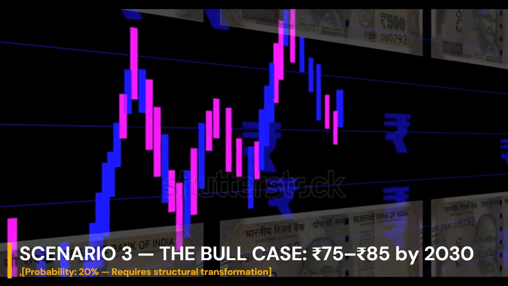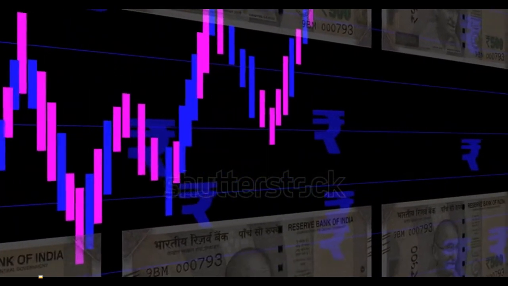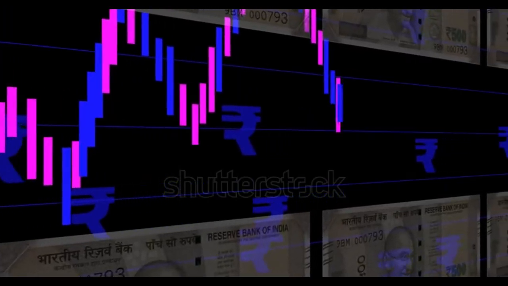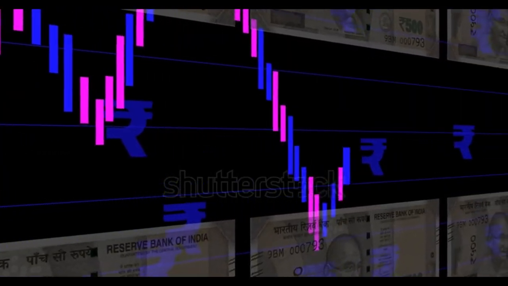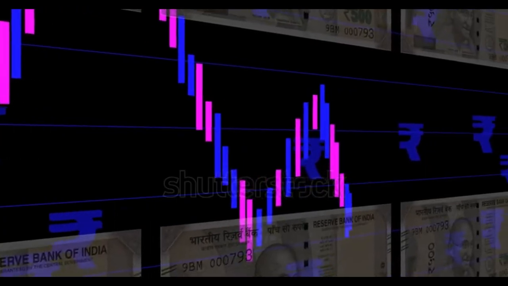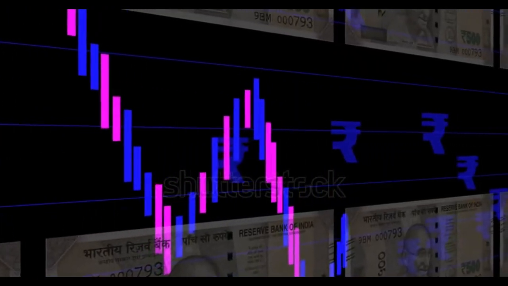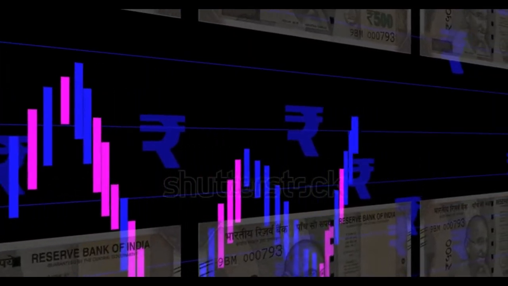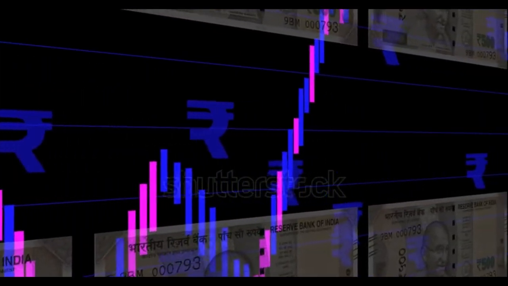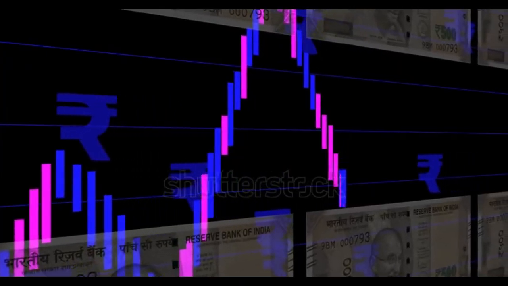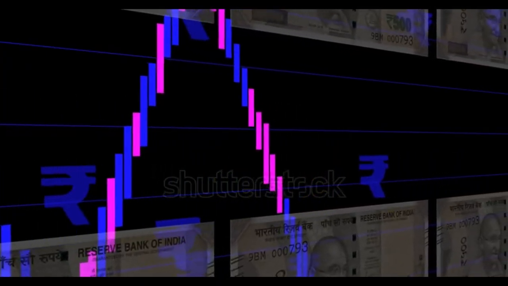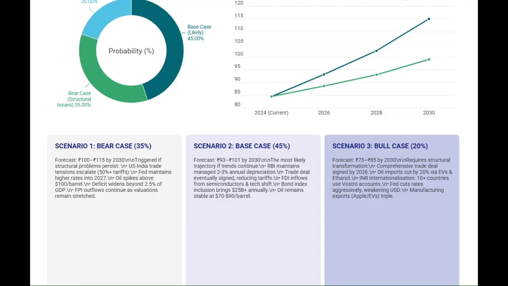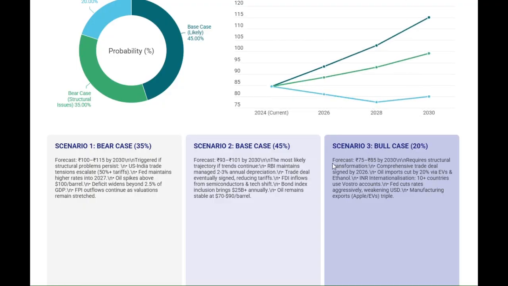Scenario 3, the bull case, 75 to 85 rupees by 2030, rupee strengthening, probability 20%, requires structural transformation. This scenario requires a genuine paradigm shift. A US-India Comprehensive Trade Deal signed by 2026. Tariff rollback to 10 to 15% on Indian goods. India's exports surge: software, pharmaceuticals, textiles, EVs.